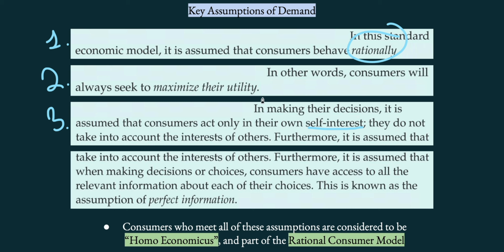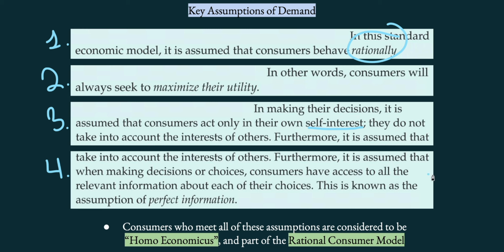If a million people boycott Nutella because they do care and they do take into account the interests of others and the interests of sustainability, then we know that it does affect their decision making. Okay, and lastly, fourth assumption. It is assumed that when making decisions or choices, consumers have access to all the relevant information about their choices. This is known as the assumption of perfect information.